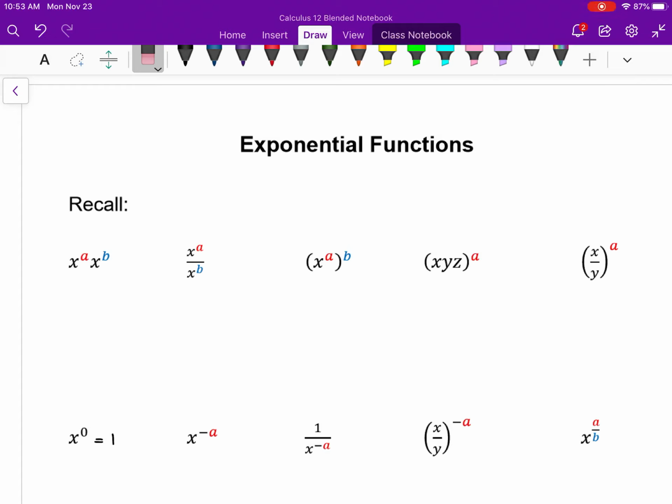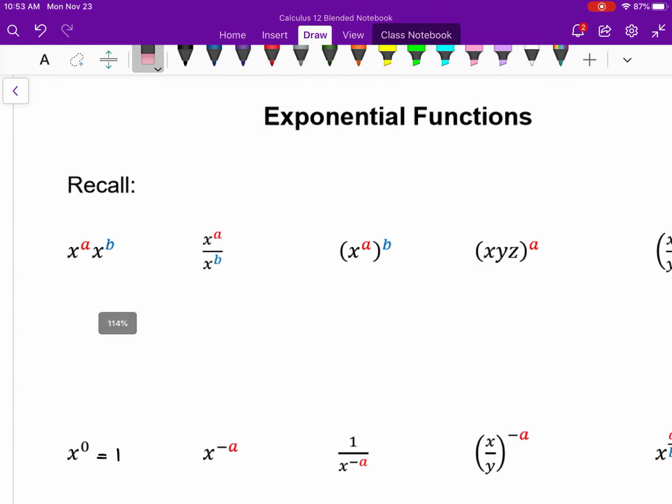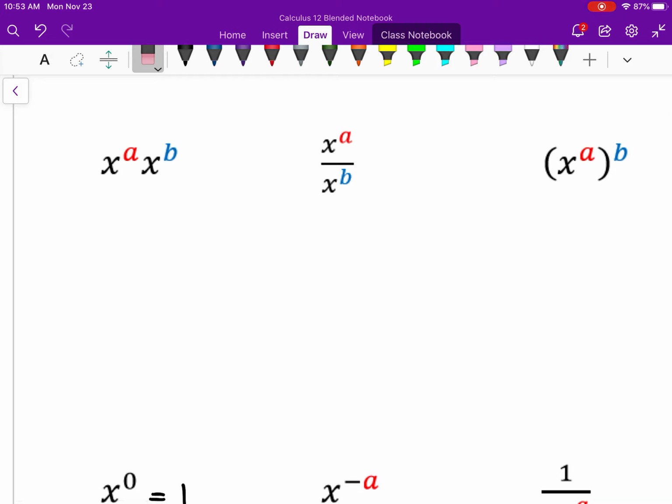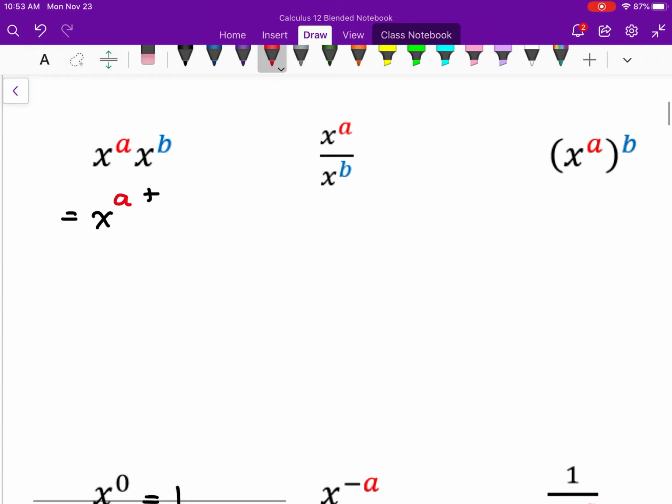All right, so this is a lesson reviewing key aspects of exponential functions, and I'll start with a review of exponent laws. For example, if you're multiplying two powers with the same base, you add your exponents, so I can summarize this as x to the power of a plus b. If you're dividing powers with the same base, you can subtract the exponents, so you have x to the power of a minus b.